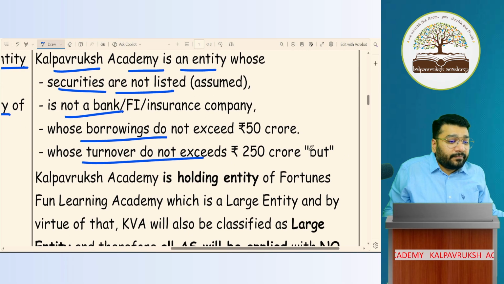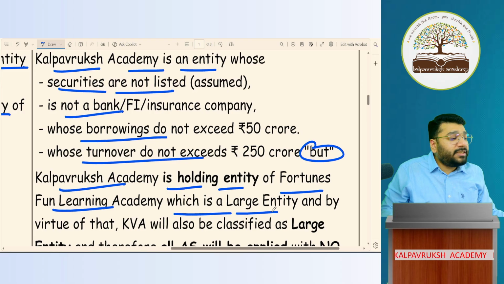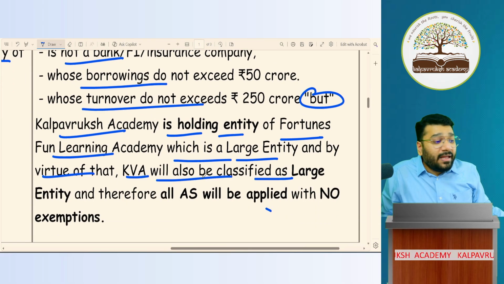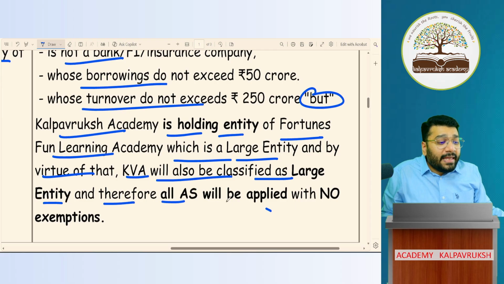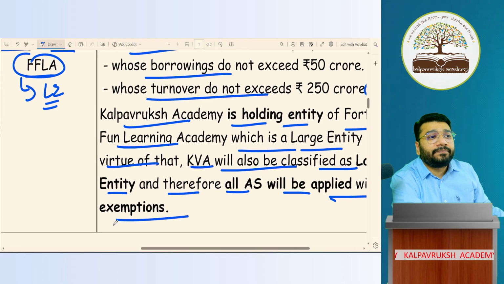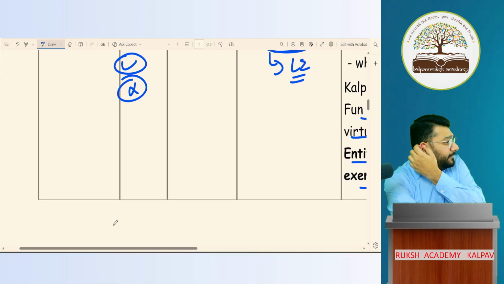But it is the holding entity of FFLA, which is a large entity. And by virtue of that, it will also be classified as a large entity and therefore all AS will be applied with no exemptions. Comfortable?